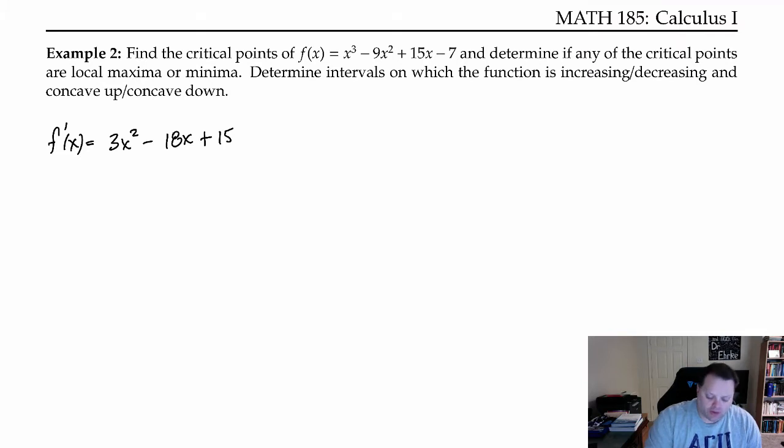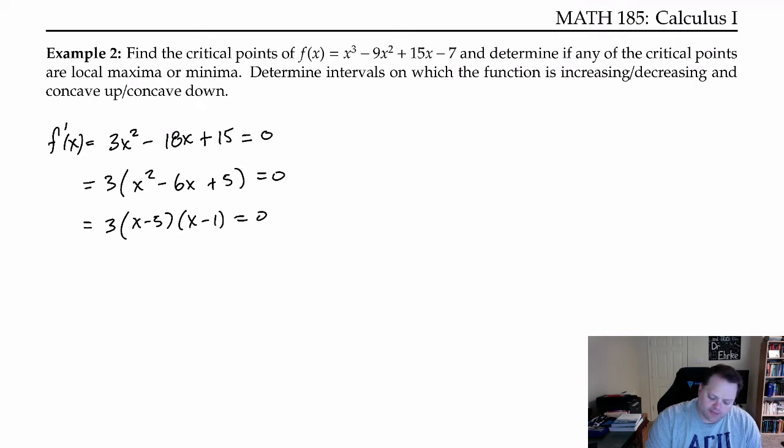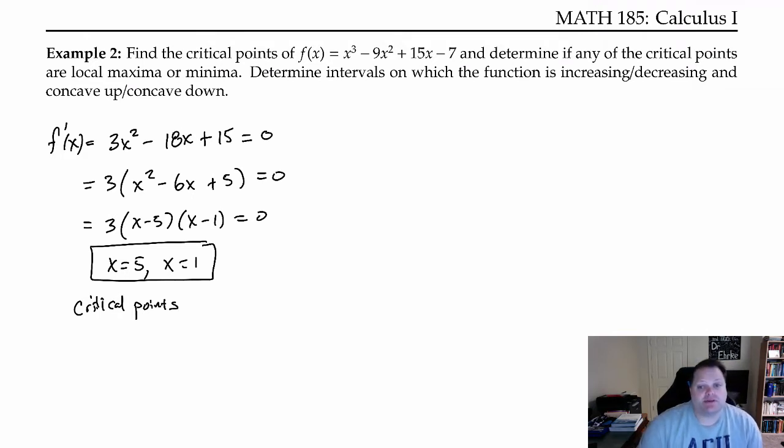Notice that in the quadratic, all of the terms share a factor of 3, so I'm going to pull that out. And it looks like it'll factor into 3 times (x minus 5)(x minus 1). So you've got two critical points here, at x equal to 5 and x equal to 1.